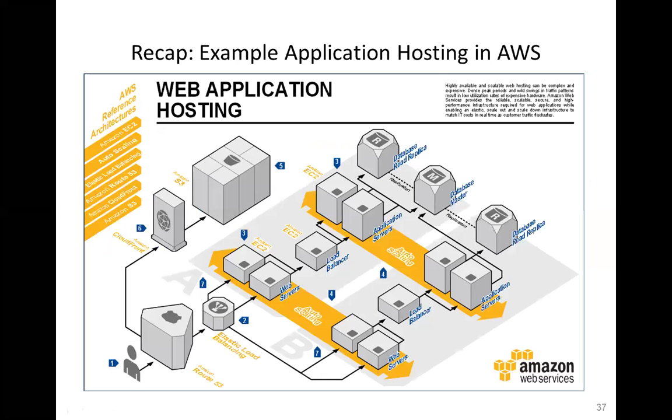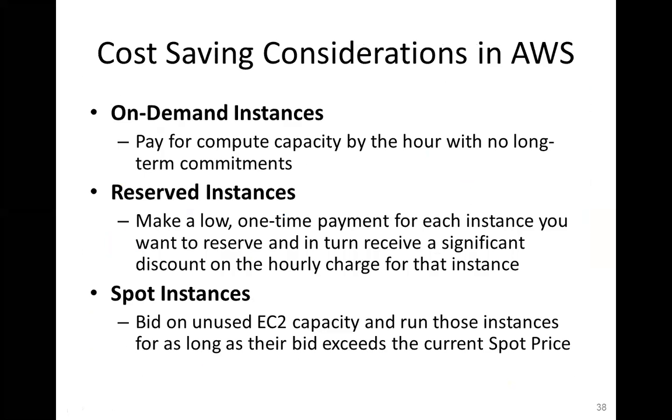This is a recap of the application hosting in AWS we have discussed in detail. Cost saving consideration in AWS: on demand instances, reserved instances, and spot instances. What are these on demand instances, reserved instances, spot instances? From the instances, we mean virtual machines. Pay for compute capacity. On demand, you are asking on demand. Pay for compute capacity by the hour with no long-term commitments.